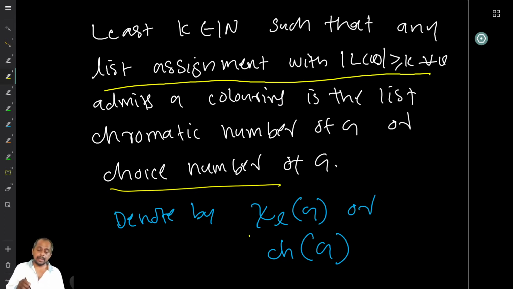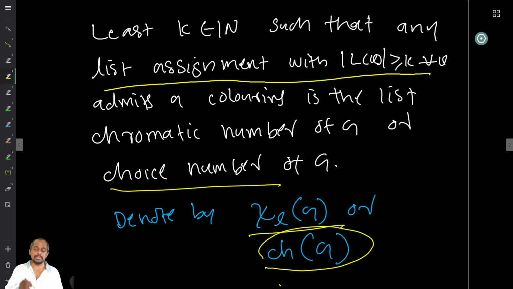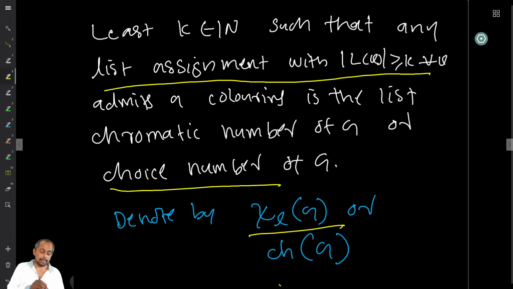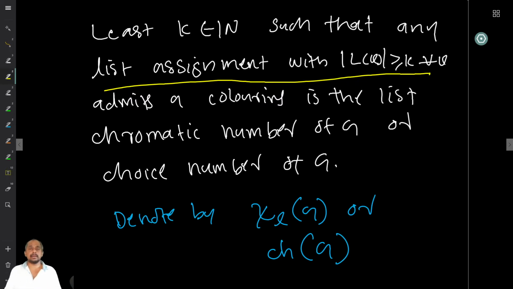So this is usually denoted by chi L of G, to say that we are looking at the least chromatic number, or choice number, of G. This is more general, because what we are saying is that no matter what lists are given, I should be able to guarantee this. It's not for a particular given list.